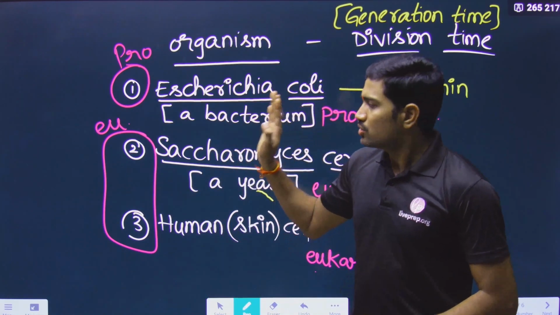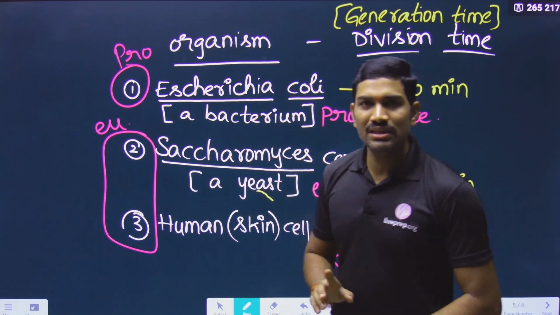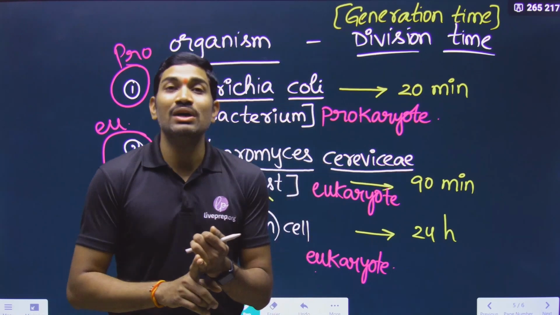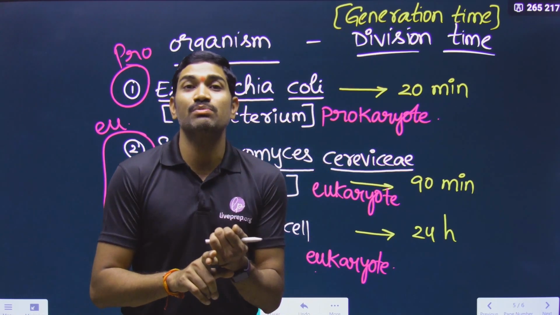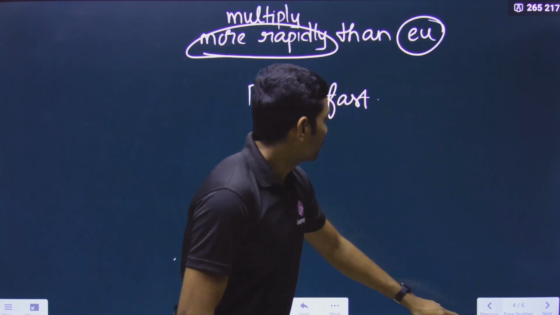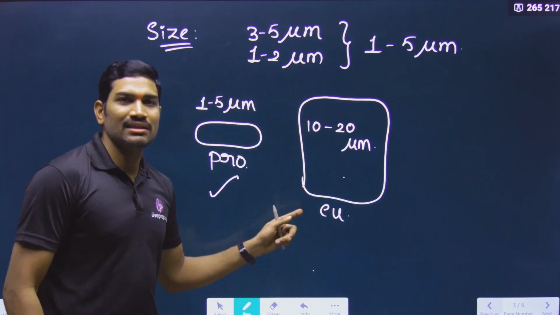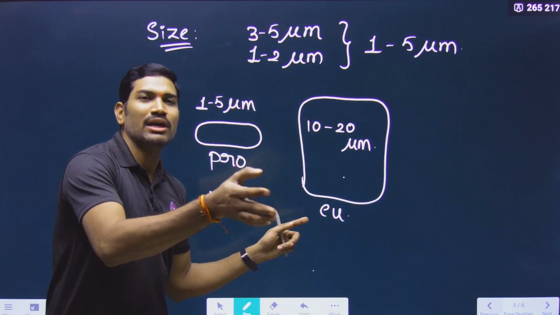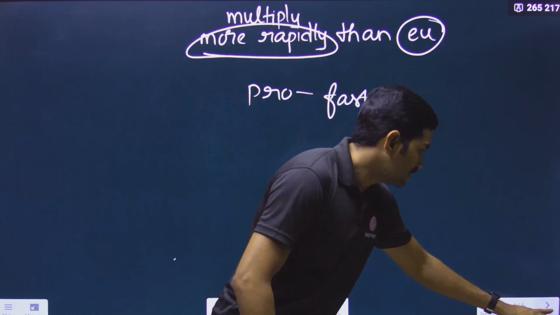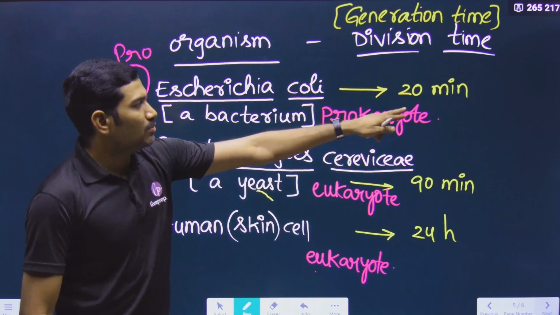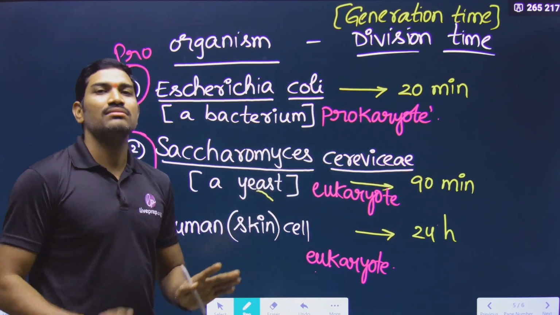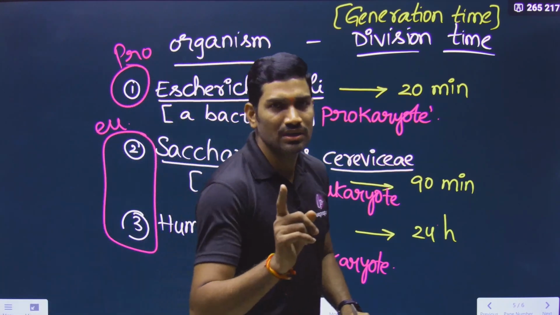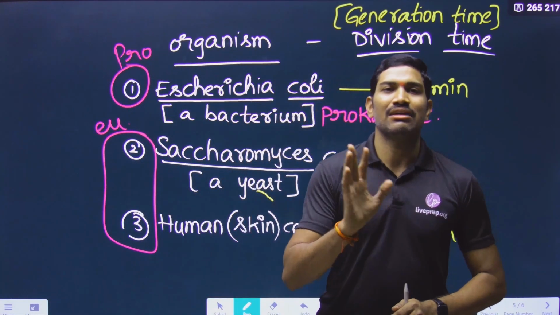That's it. So in this way, what is the complete sentence they are saying? Prokaryotes are generally smaller than eukaryotes. That is the one sentence. With respect to size, they are saying that prokaryotes are smaller than eukaryotes. And prokaryotes multiply more rapidly than eukaryotic cells. This is the sentence. Understood or not? So this is the second sentence that they have given.